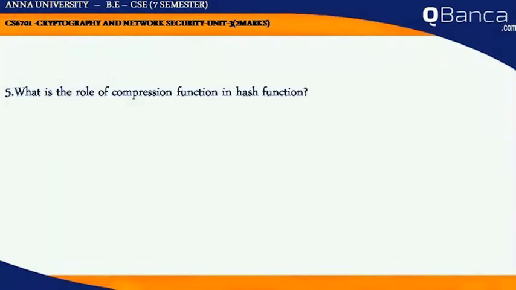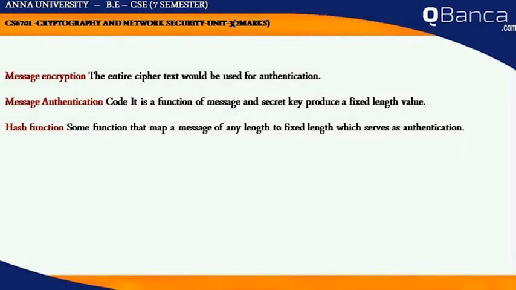What is the role of compression function in hash function? Message encryption: the entire ciphertext would be used for authentication. Message authentication code: it is a function of the message and a secret key that produces a fixed length value. Hash function: some function that maps a message of any length to a fixed length value, which serves as the authenticator.